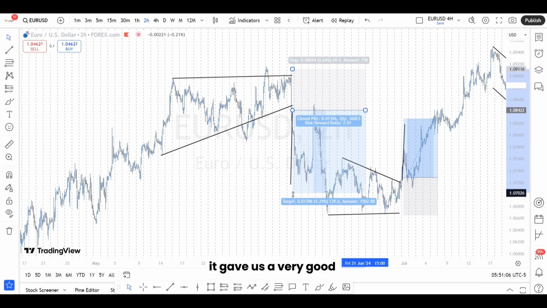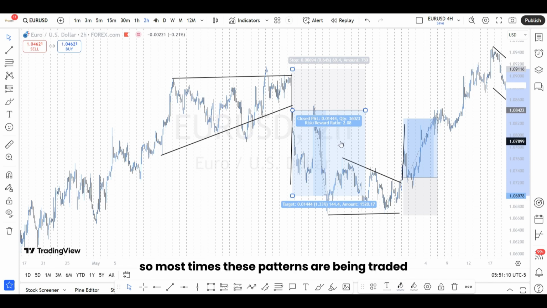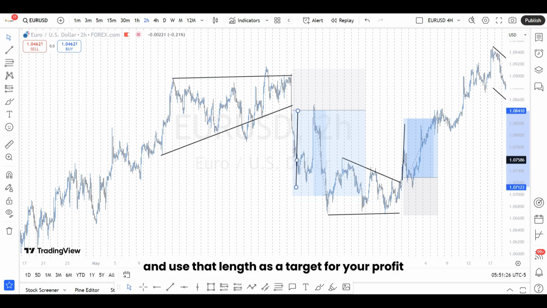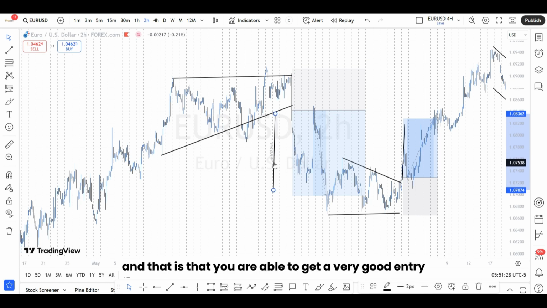Invariably at the end of the day, it gave us a very good 1:2 risk to reward trade after the breakout. So most times these patterns are being traded after the breakout of the pattern. Once you're able to see the pattern forming, you trade it after the pattern breaks out, and you calculate the length of the pattern formation and use that length as a target for your profit, and that's that. You are able to get a very good entry.